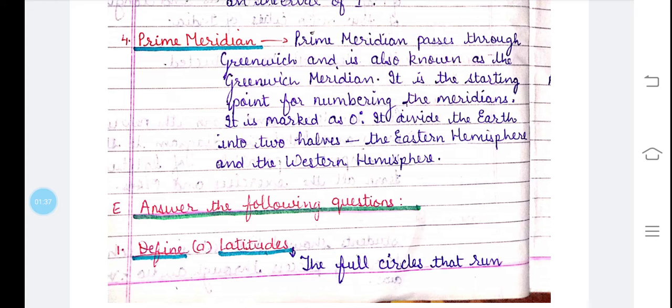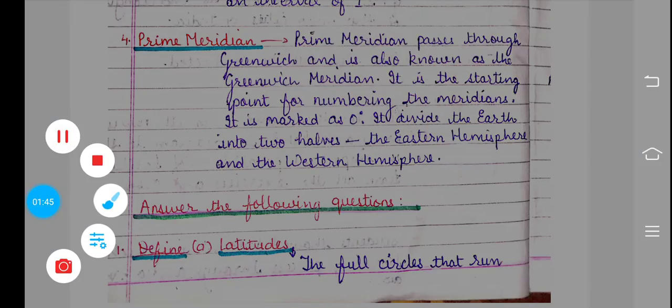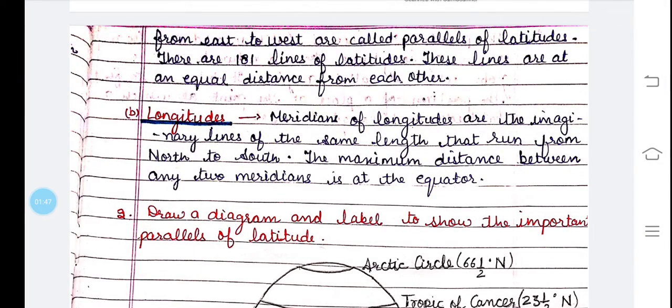Now the next question is answer the following questions. First one is define latitudes. The full circles that run from east to west are called parallels of latitudes. There are 181 lines of latitudes. These lines are at an equal distance from each other.